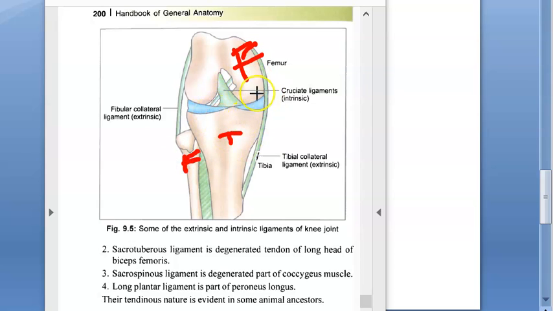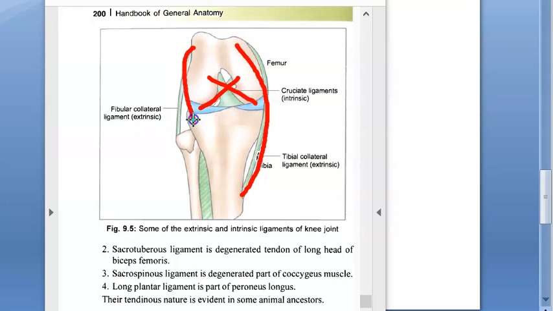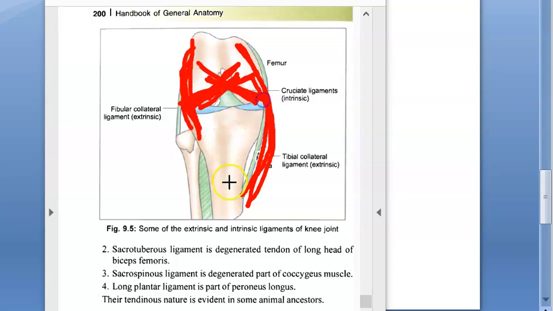Right. So here there are a lot of ligaments. So many ligaments. Okay, this is a collateral ligament, and then here you have cruciate ligament. This is also a collateral ligament. So this is a collateral ligament on the lateral side. This is on the medial side. These are cruciate ligaments, collateral ligaments, cruciate ligaments. All these are going to help in the stability of the joint.